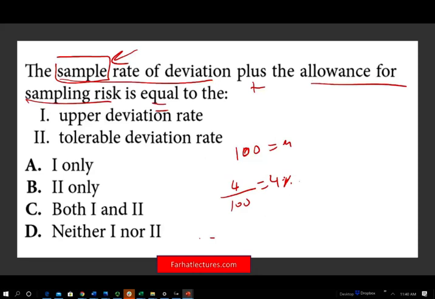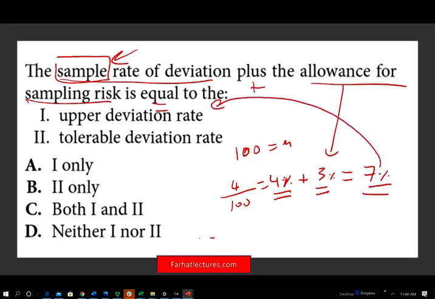So what do we do? We add to the sampling deviation rate an allowance for risk. And let's assume the allowance for risk is 3%. So the sampling deviation rate is 4%, plus 3% for the allowance for sampling risk. So the allowance is basically saying, since we are sampling, there's always the risk that we did not collect the proper sample size or the sampling population. Let's add 3%. So 4 plus 3 equals 7%. What do we call the 7%? We call the 7% the upper deviation rate.